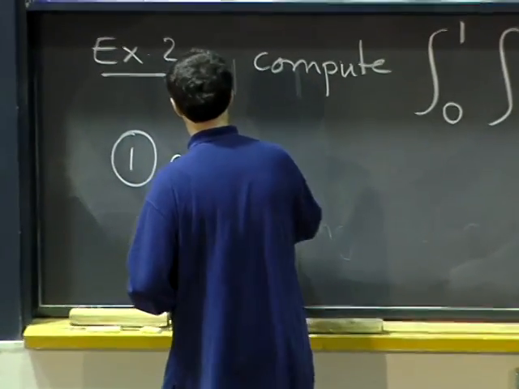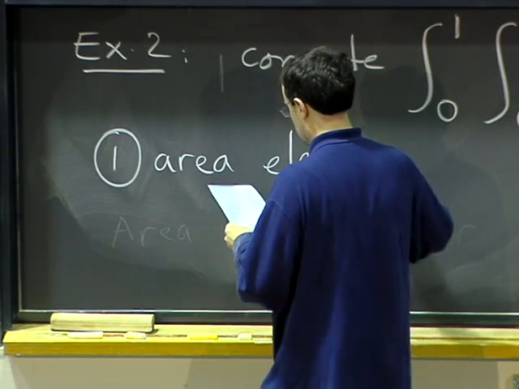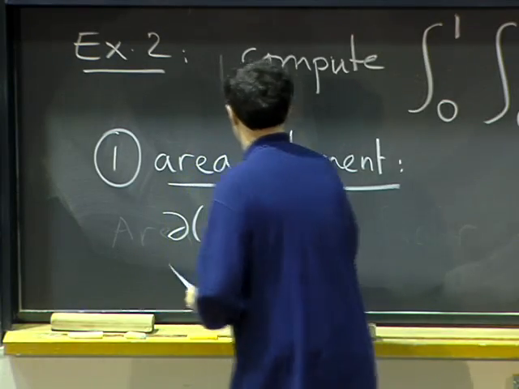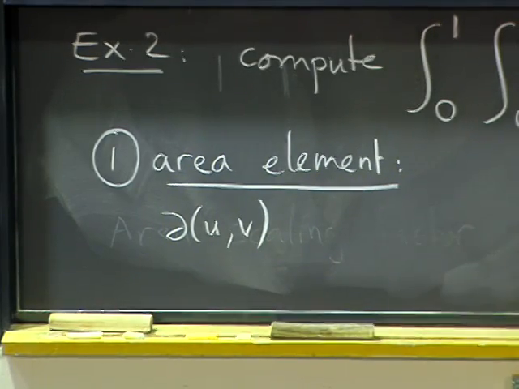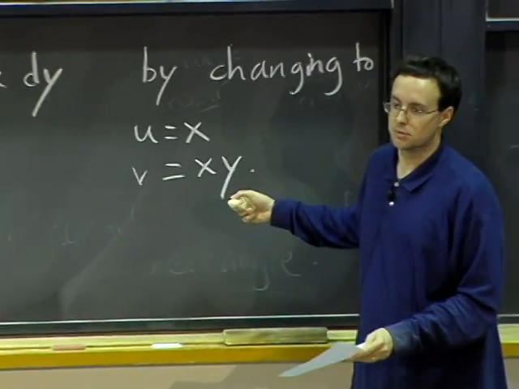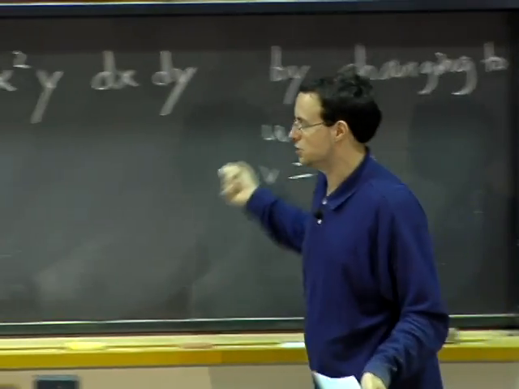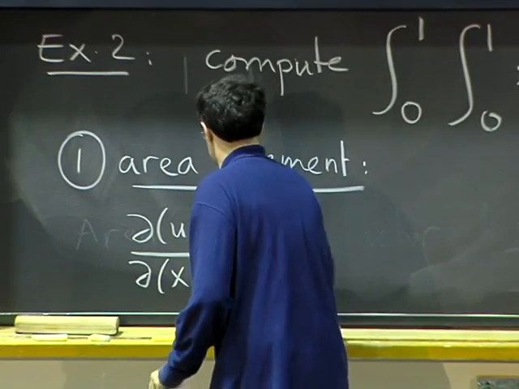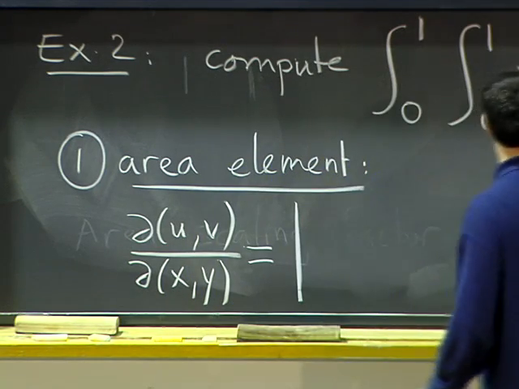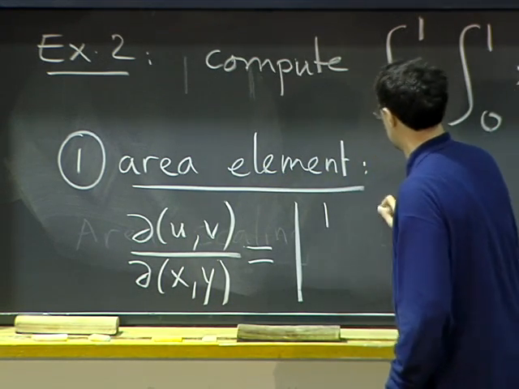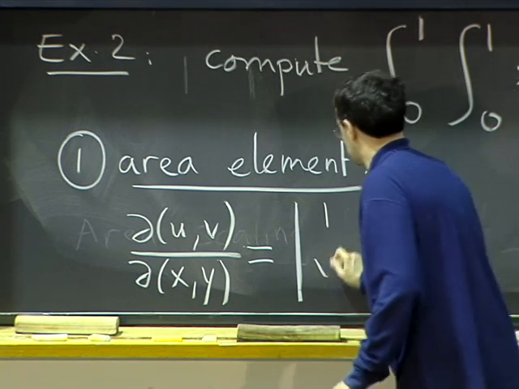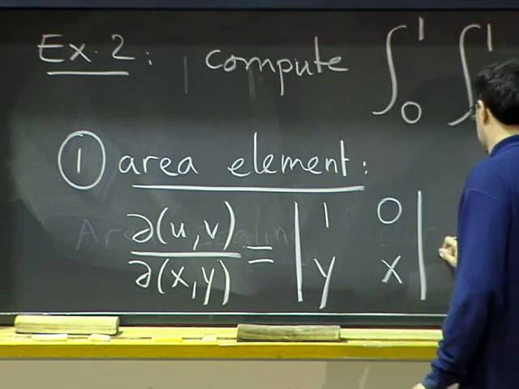Okay, so the first thing to do is find the area element. And for that we use the Jacobian. So, well, let's see. The one that we can do easily is partials of u and v with respect to x and y. I mean, the other one is not very hard because here you can solve easily, but the one that's given to you is partial of u and v with respect to x and y. So partial u, partial x is 1. Partial u, partial y is 0. Partial v, partial x is y. And partial v, partial y is x. Okay, so it's just x.